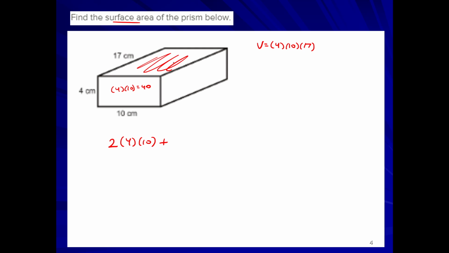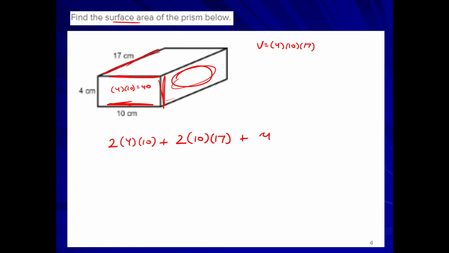This rectangle on top would be 10 by 17, but again, there are 2 of those, right? Because there's the one on the top and the one on the bottom that we can't see. Same thing here. There was one in the front and one in the back that we can't see. And then finally, this rectangle here is 4 units high by 17. And there are 2 of those.